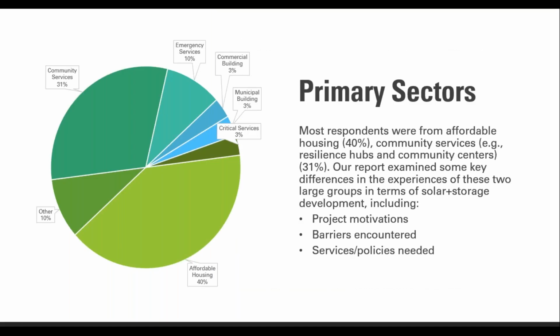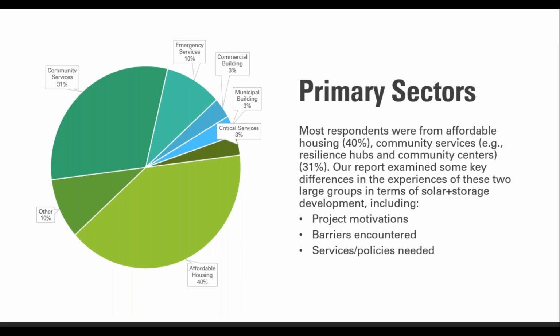So to give you a sense of just who some of these respondents were, the majority were from the affordable housing sector. Many of you might remember that Clean Energy Group released a standalone report looking at barriers and opportunities in solar and storage implementation that was specifically in the affordable housing sector a few months ago, and that's also available on our website. Beyond affordable housing developers, our second largest group of respondents were from the community services sector.